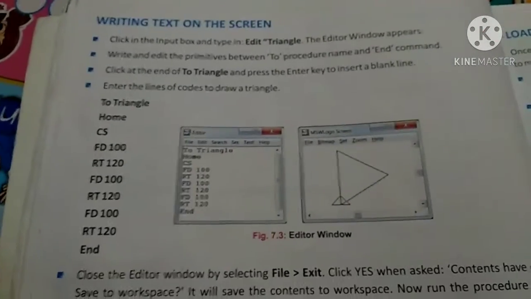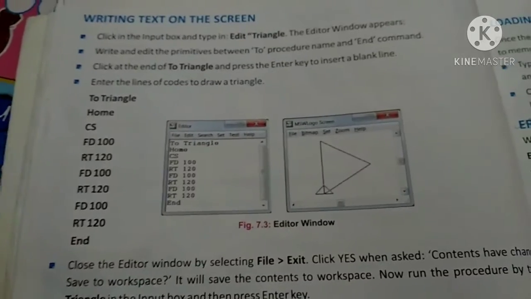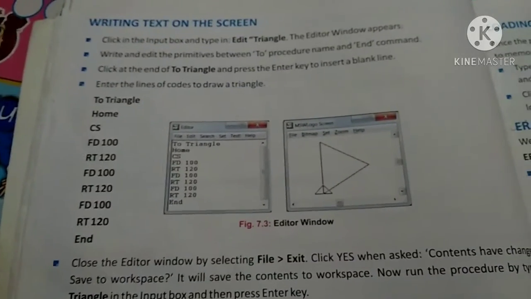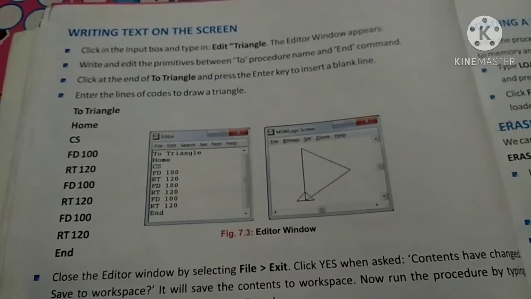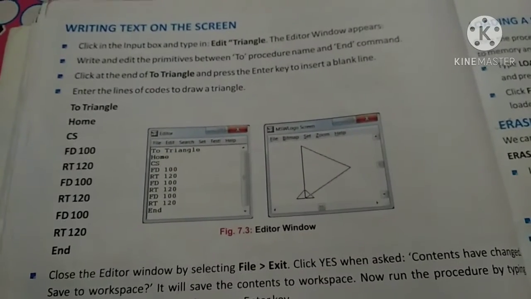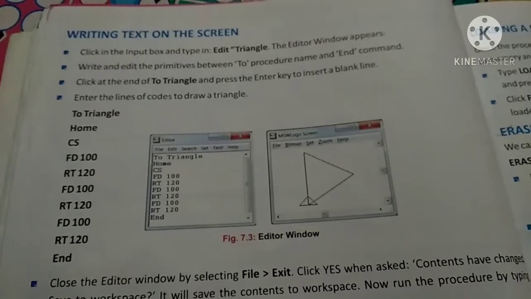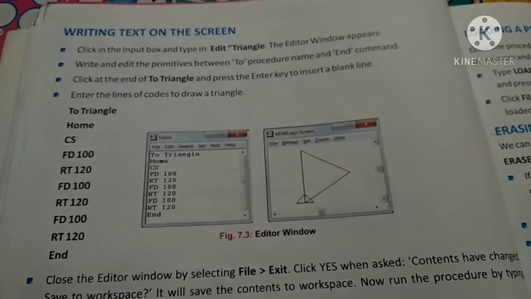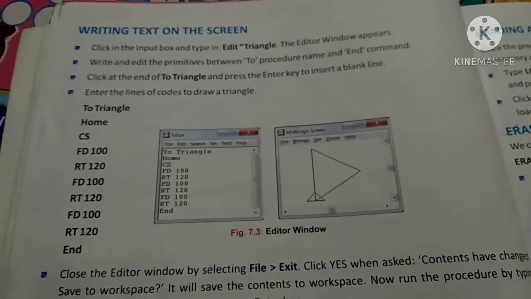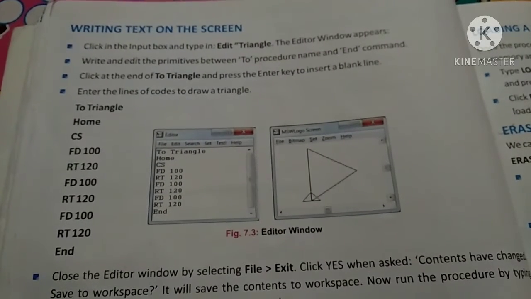Next, writing text on the screen. Okay, now this topic I have already explained to you on the board, so we will just read this topic. Okay, for the explanation you can see the previous video. I have fully explained this on the board. Okay, so click in the input box and type in EDIT triangle. The editor window appears. Write and edit the primitives between TO procedure name and END command.